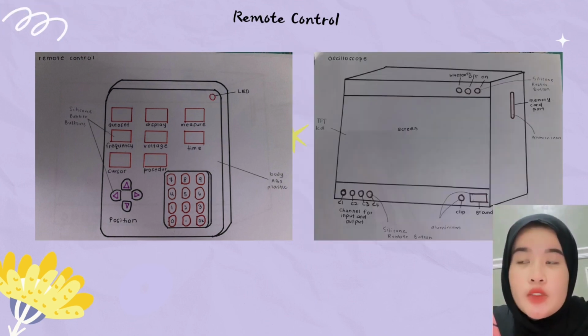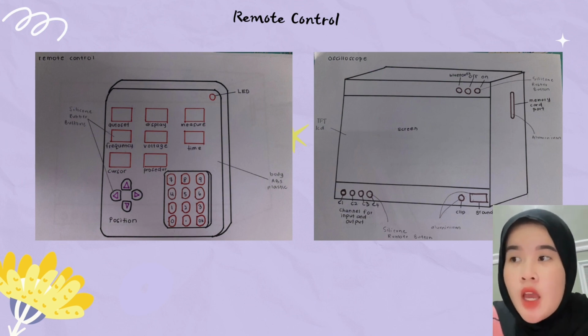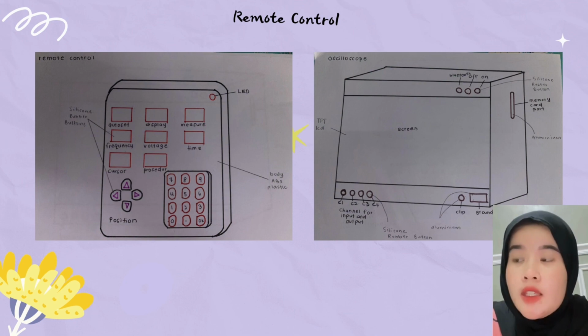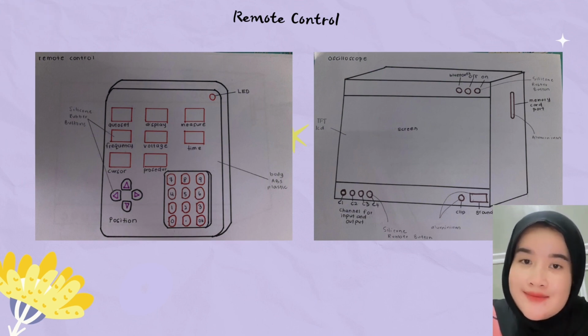So, the uniqueness of our oscilloscope, if I describe it in one word, is friendly. Why do I say friendly? Because our product can be touched and connected with the remote. Our oscilloscope can be brought anywhere because the size is smaller, and our product can take screenshots and transfer them to a memory card. So we can see the screenshots again on the laptop using the memory card.